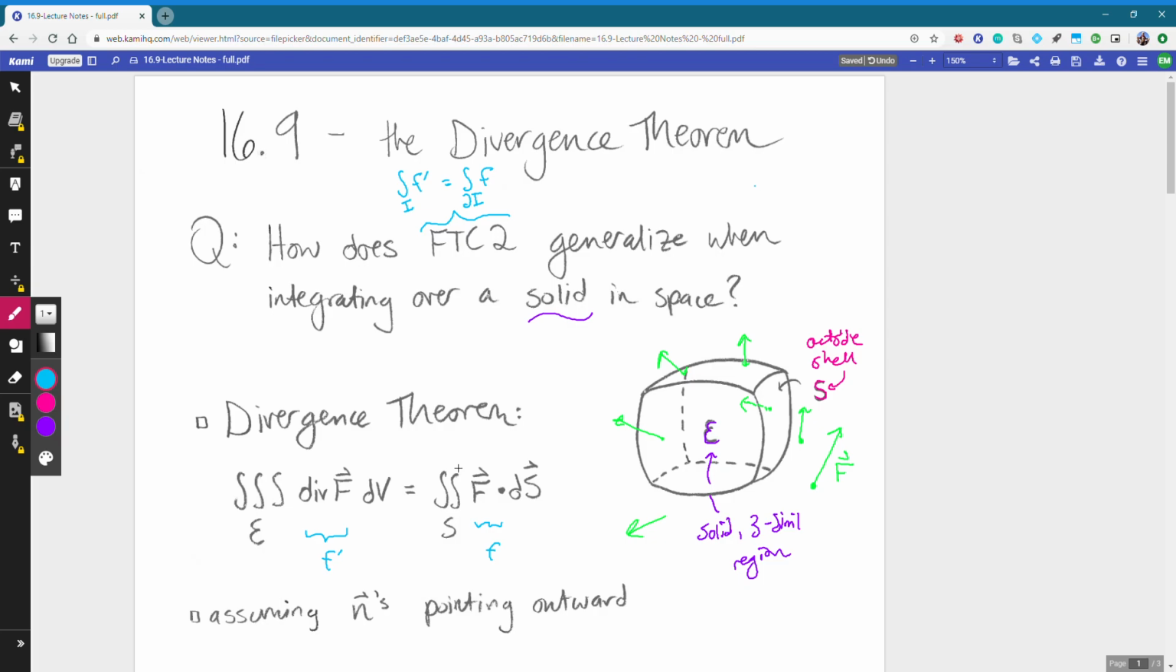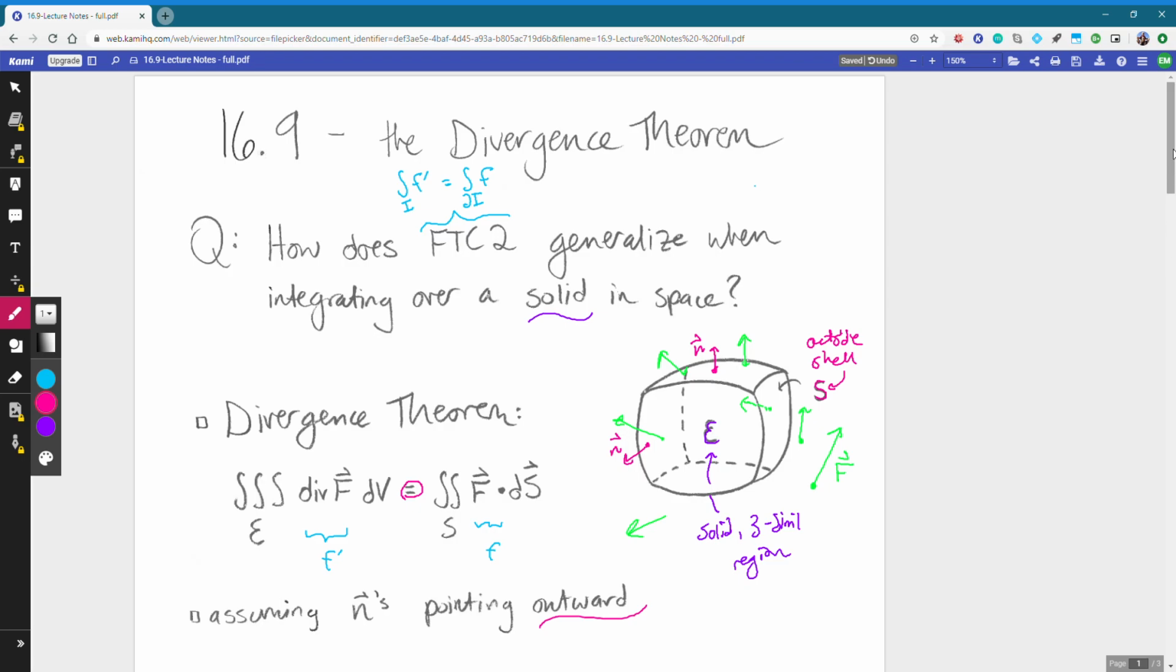With any surface integral for a vector field, we do need to orient our surface. We need to choose a particular direction for our normal vectors. And in order for this equality to hold, the divergence theorem needs our normal vectors to be pointing outward. So here, each and every normal vector is going to be pointing towards the outside of our object and not pointing in. All right, and so there it is in all of its glory.